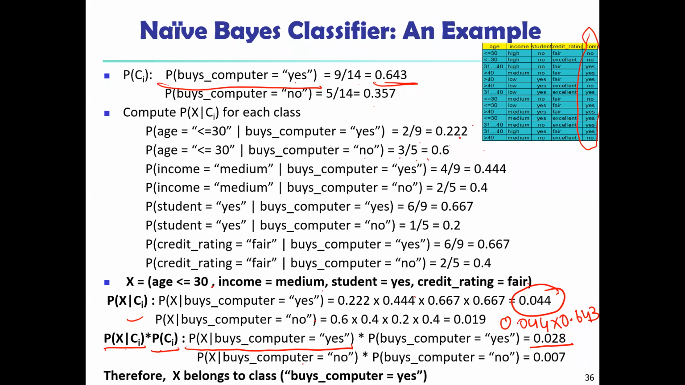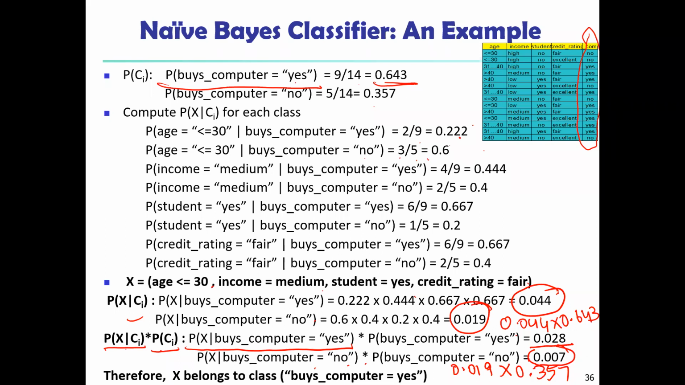Same for buys computer no. P of X given buys computer no is 0.019, into P of buys computer equal to no, which is 0.357. We get 0.007.